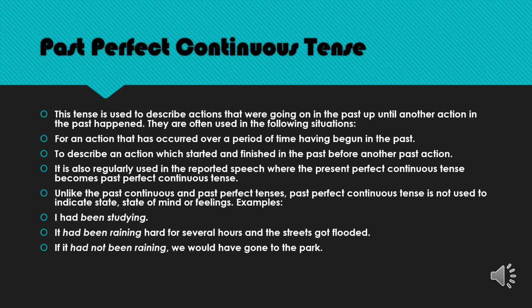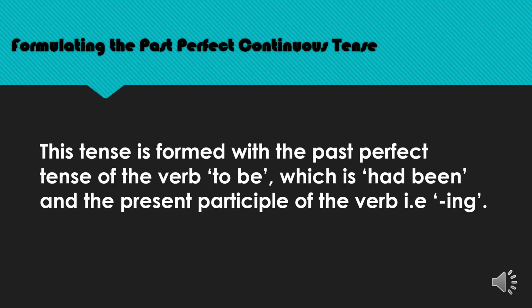Unlike the past continuous and past perfect tenses, past perfect continuous tense is not used to indicate state or state of mind or feeling. Examples, I had been studying. It had been raining hard for several hours and the streets got flooded. If it had not been raining, we would have gone to the park. So these are the examples through which we can understand well what is past perfect continuous.